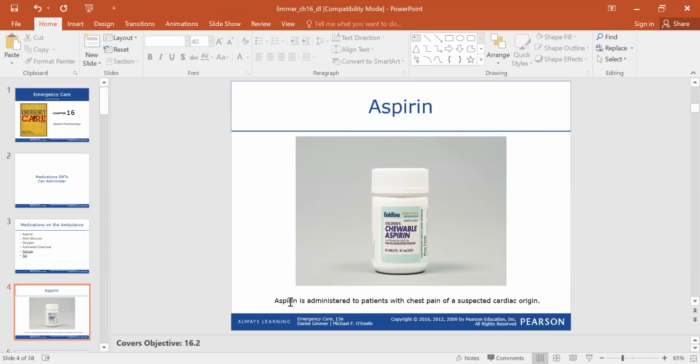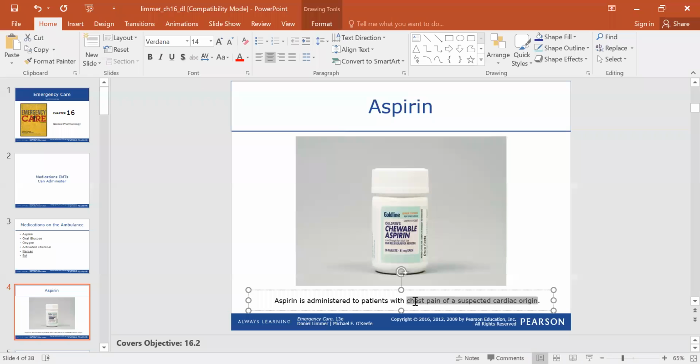So, down here, let's see what it says. Aspirin is administered to patients with chest pain of a suspected cardiac origin. David, can you tell me, chest pain of a suspected cardiac origin? What do we call that? There's a name for that. Do you remember? Like a heart attack? No. You'll get chest pain from a heart attack, but does anybody know what that word is? I'm looking for a specific word. Is it angina? Yes, exactly.